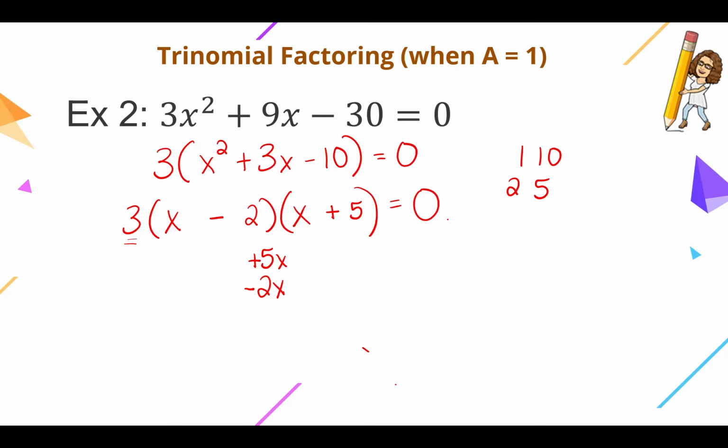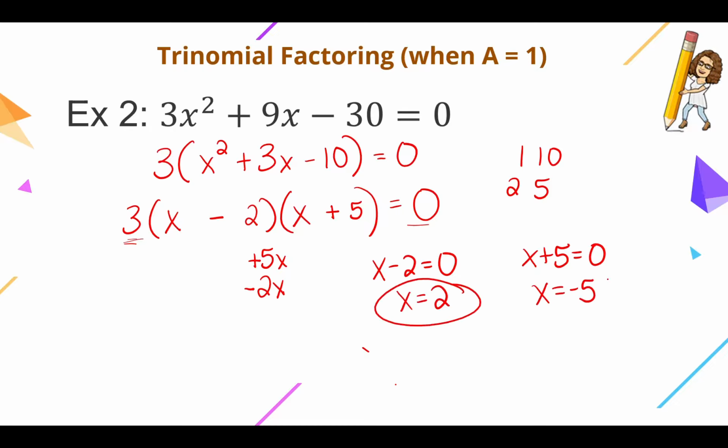So now I'm going to set each thing equal to 0. Well, 3 equaling 0 doesn't make sense, right? 3 does not equal 0. So I don't need to worry about that 3. He's literally there just to bother me. So I'm just going to set x minus 2 equal to 0, and I'm going to set x plus 5 equal to 0. I'm going to get x equals 2 and x equals negative 5 for two answers to this problem.